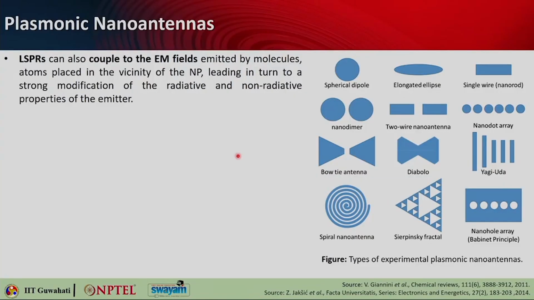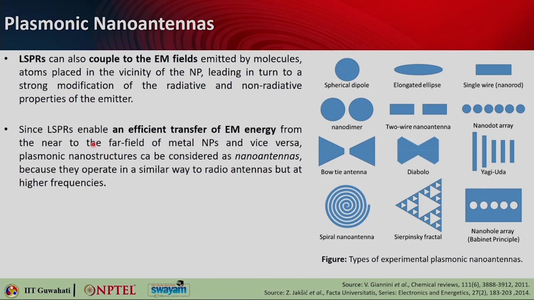Okay. So, that was the entire motivation behind studying this kind of structures, because LSPR can also couple the electromagnetic fields emitted by the molecules and atoms placed in the vicinity of nanoparticles, leading in turn to a strong modification of the radiative and non-radiative properties of the emitter. So, you can actually probe a single molecule or an atom using this kind of small dipole antennas. Now, since LSPR enables an efficient transfer of electromagnetic energy from the near to the far field of the metallic nanoparticles and vice versa, they can be considered as antennas, because they are able to transfer energy both ways. They work in a similar way as radio antennas, but the only difference is that these nanoantennas work at a much higher frequency range.